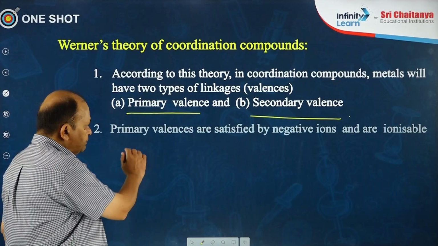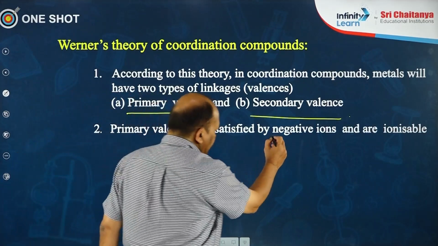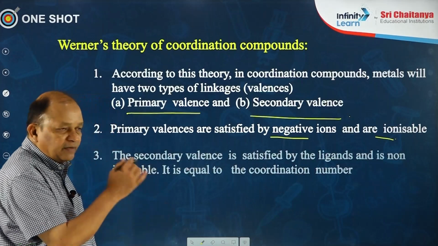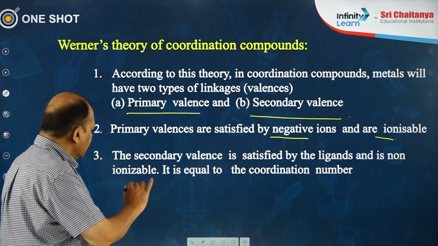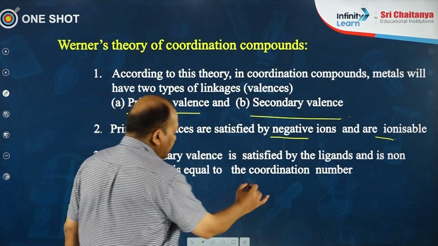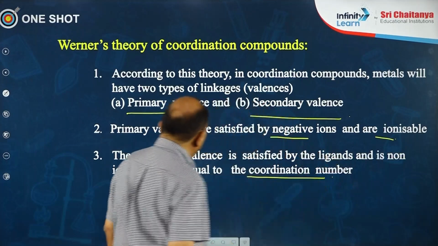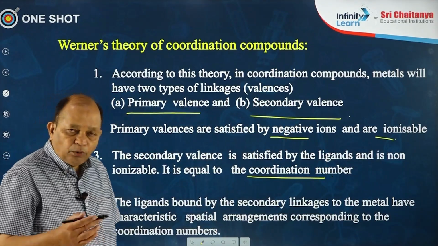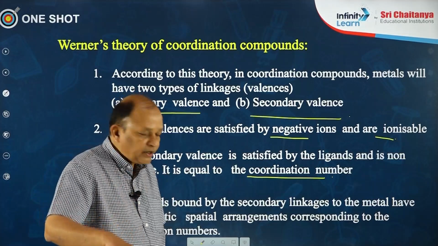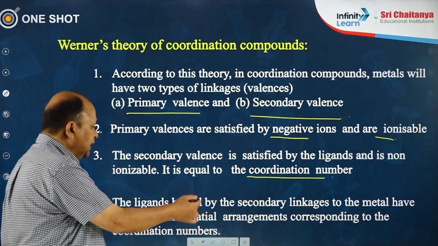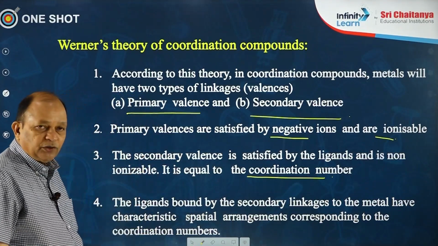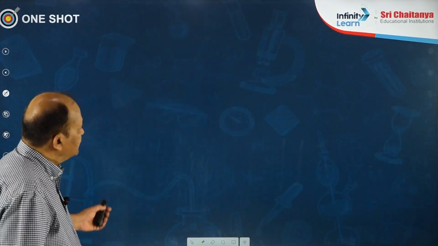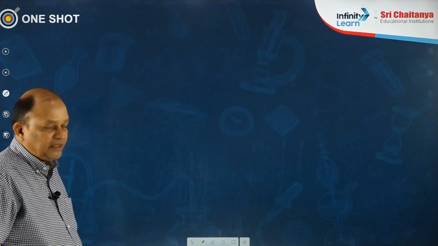Primary valences are satisfied by the negative ions that are ionizable, whereas secondary valences are satisfied by the ligands which are non-ionizable, and they correspond to the coordination number. The different ligands bonded through secondary linkages contribute to the spatial arrangement corresponding to the coordination number. Now, let us understand Werner's theory with suitable examples.